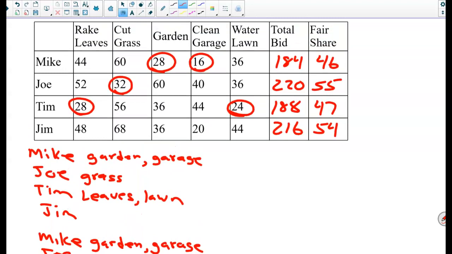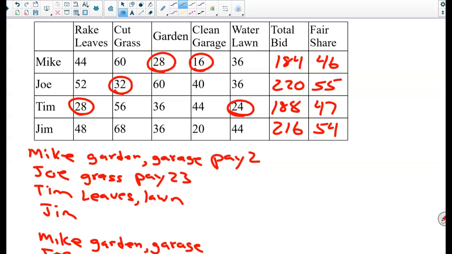Now, once again, in understanding, these jobs here, 28 and 16, well, that adds up to 44. If my jobs are less than my fair share with jobs, you pay. This job is less than the fair share, so we pay. The difference here is $23.